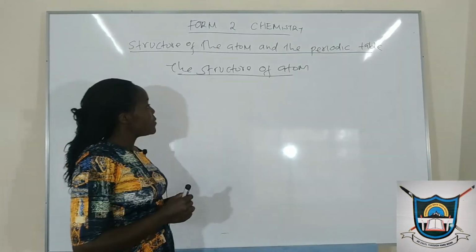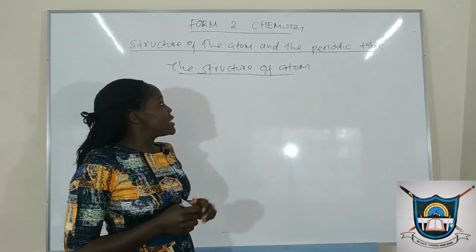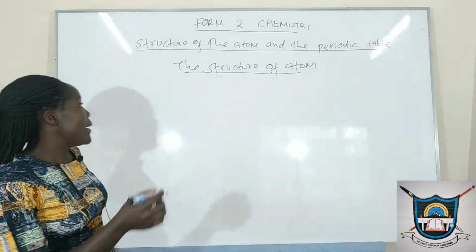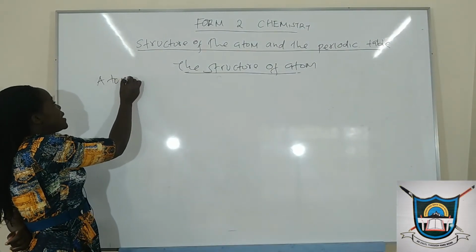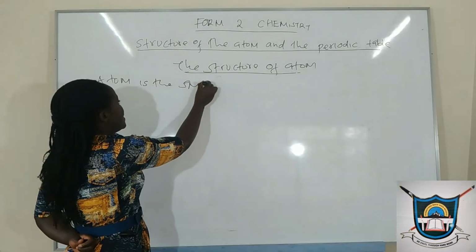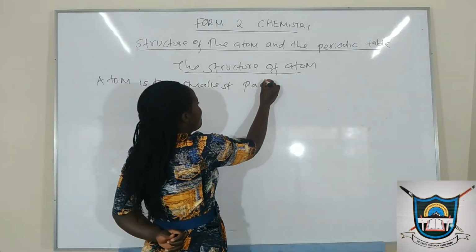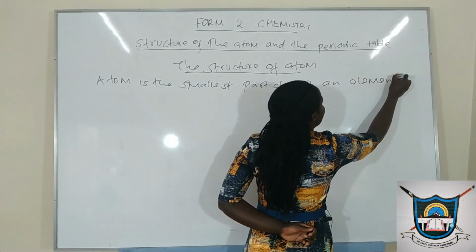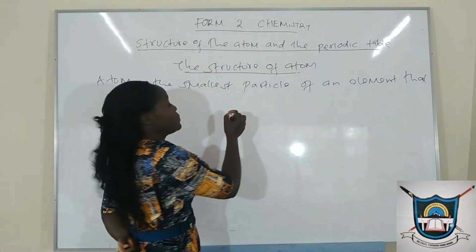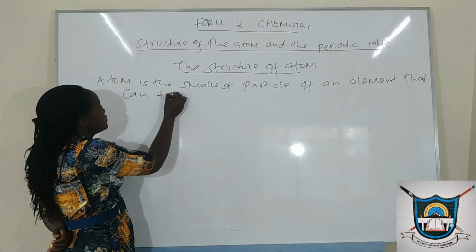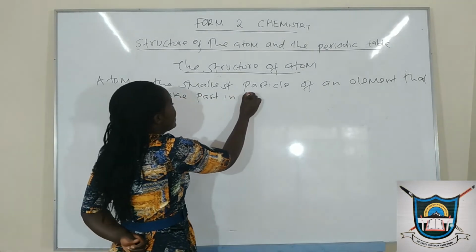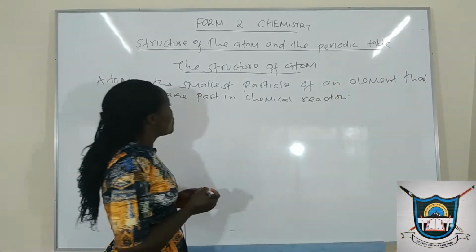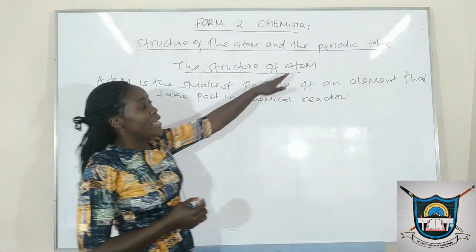So an atom, this is not the first time we mentioned the term atom. We mentioned it in Form 1, and we defined an atom as the smallest particle of an element that can take part in chemical reaction. That was the definition in Form 1. Now we want to look at the structure of the atom.